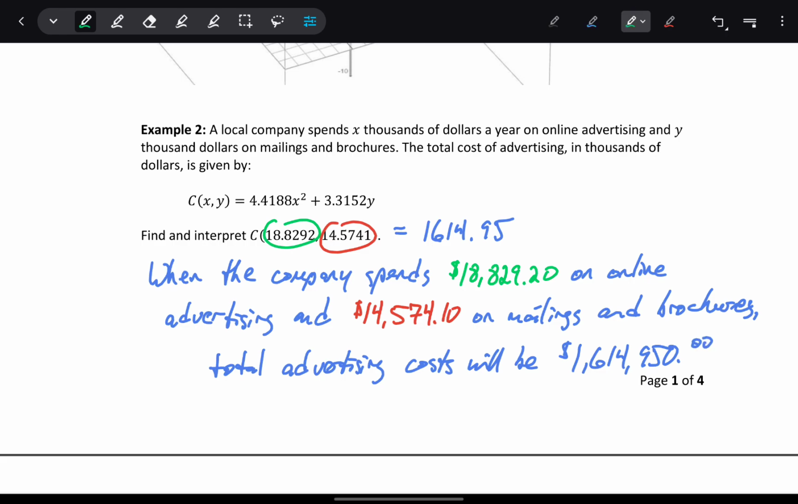So which value is X, which value is Y matters where we substitute into the function, but also how we complete any interpretations. We need to know which value correlates to which aspect of that word problem.